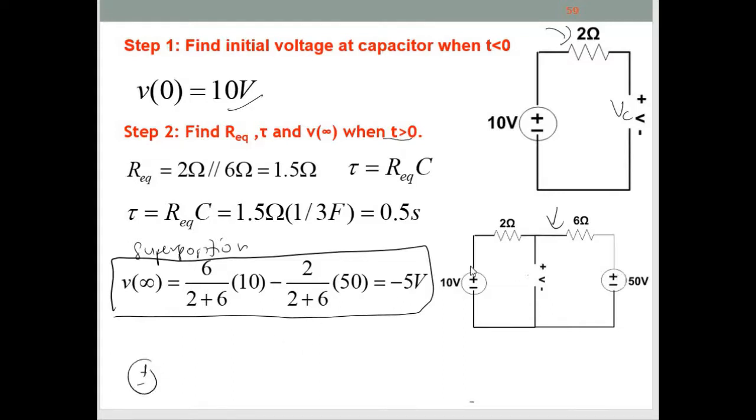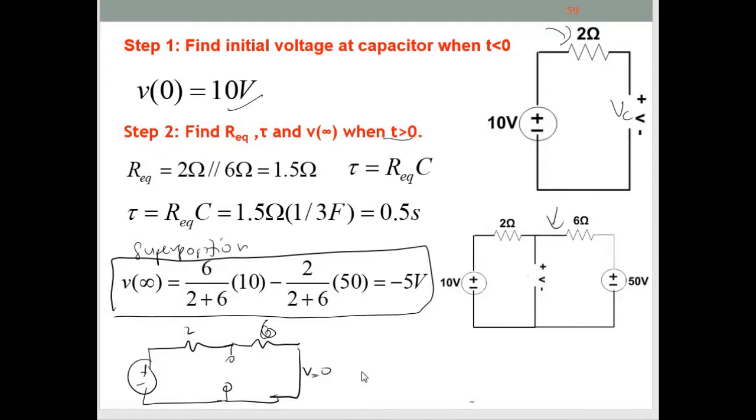So let's say we want to analyze this 10 volt first. This is 2 ohm, and I just want to write 6 ohm and the capacitor here. This is an open circuit, and to disconnect the 50 volt means that we short circuit the voltage source. So this V capacitor here is equal to V6 ohm.